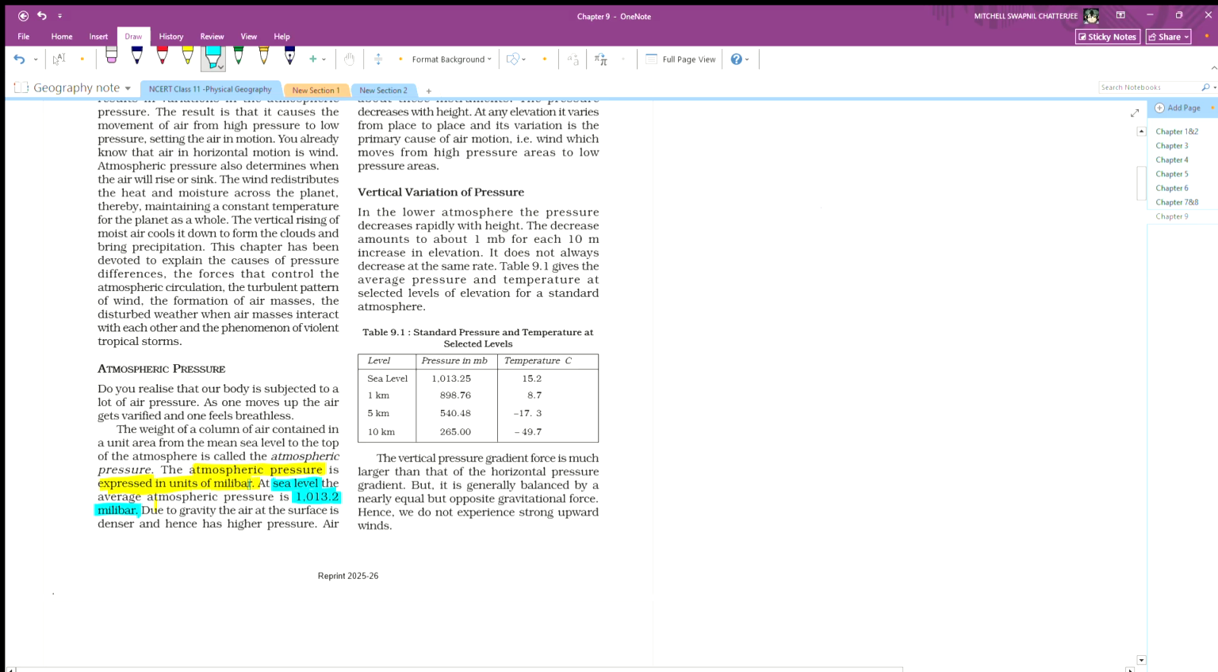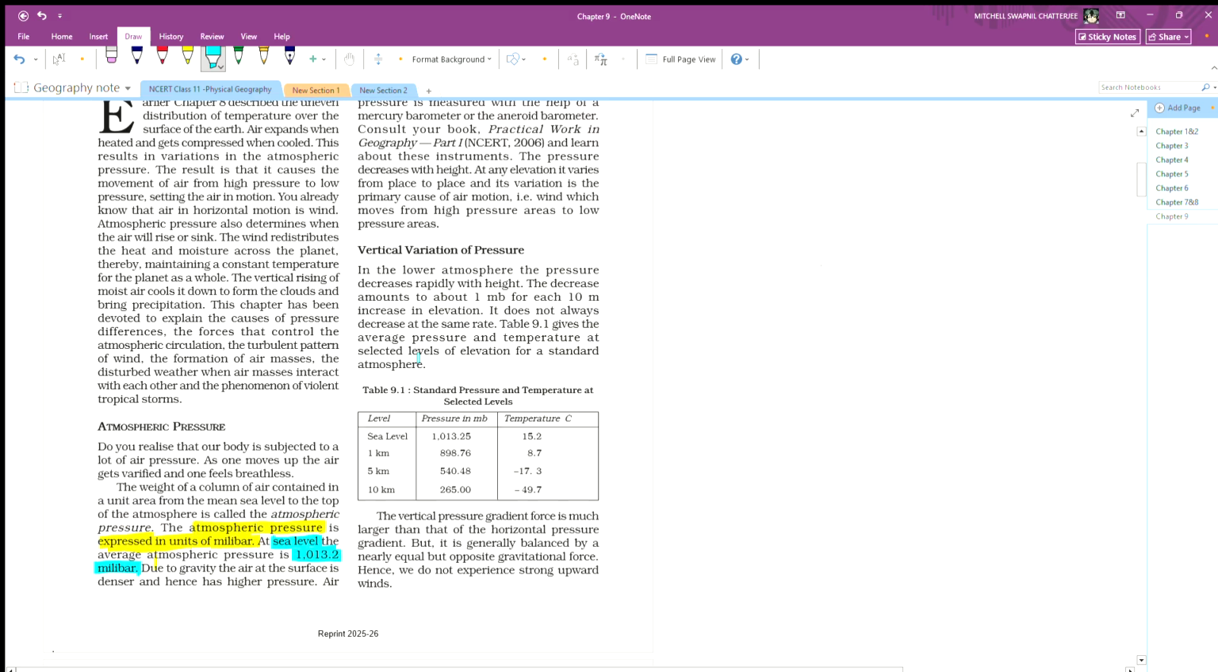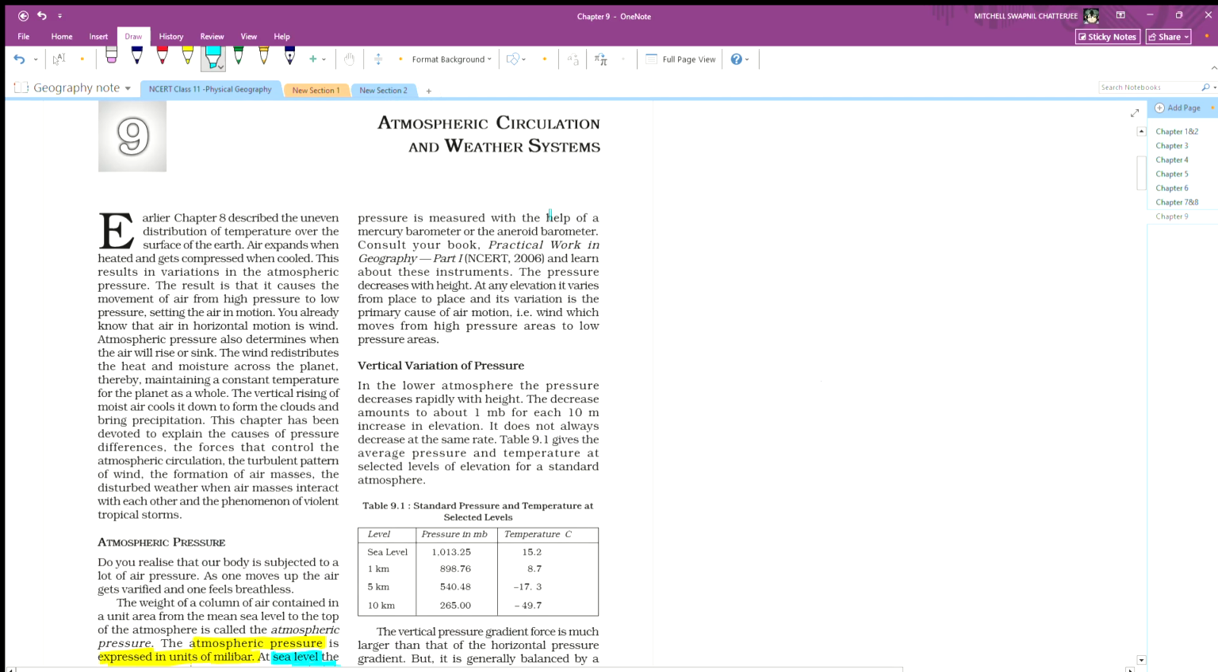Okay, as I explained before, hence the higher pressure. Air pressure is measured with the help of a mercury barometer or aneroid barometer, not android. This is an aneroid barometer. Consult your practical book of geography part 1. Learn about the relationship in the pressure.